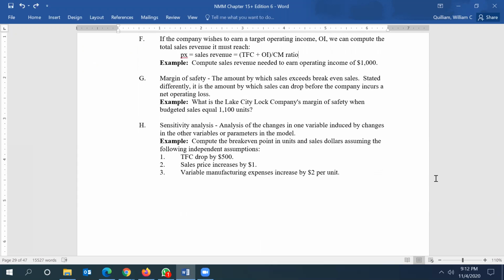As an example, let's compute the break-even point in units and sales dollars, assuming the following independent assumptions. I've got 3 different scenarios. They are independent, which means that we will return to the original information for each and then calculate any changes from that original information for each scenario. And I will show you along the way. So what happens first of all, if this scenario happens in number 1, total fixed cost will drop by $500.